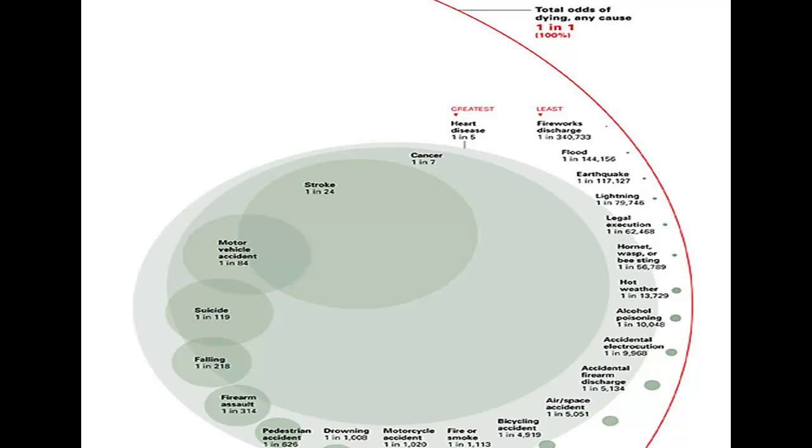All right, this is from National Geographic, and I love this. This is your odds of dying are 1 in 1, but of different causes. Heart disease is the first one there. As you go in, cancer. And then stroke, 1 in 24, but it works its way right out. Motor vehicle collision, suicide, falling, firearms, pedestrian accident, drowning, earthquake is way up there, flood, firework discharge, 1 in 300,000. So this is a pretty interesting little diagram, I thought, but it does illustrate for stroke that it is an important thing to think about.